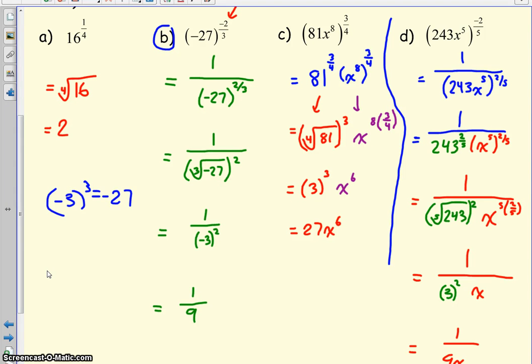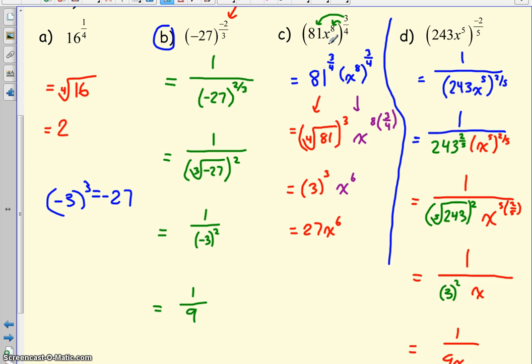Okay, welcome back. Let's just finish taking up these two here. So, with C, what I did is I had this whole bracket here, 81 x to the exponent 8, all to the exponent of 3 over 4. So what I did is I applied the exponent to both the 81 and the x to the 8, and I can do that because this one term is a coefficient and a variable part that's multiplied together. I wouldn't be able to do that if those two things were added together, but since they're multiplied together, I can apply the exponents separately to the 81 and to the x to the exponent 8.